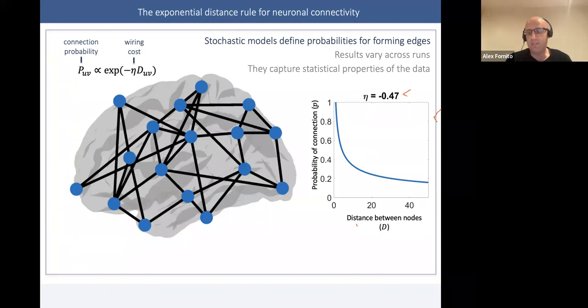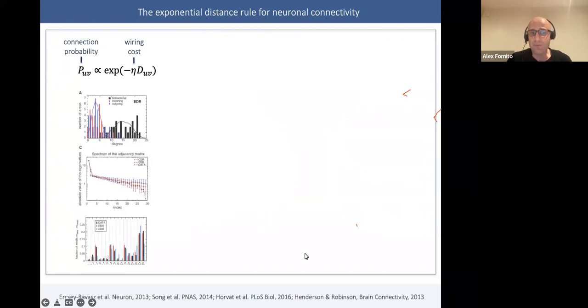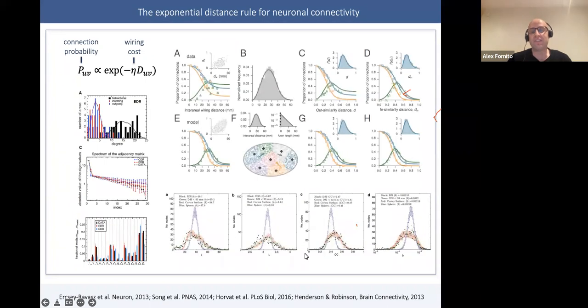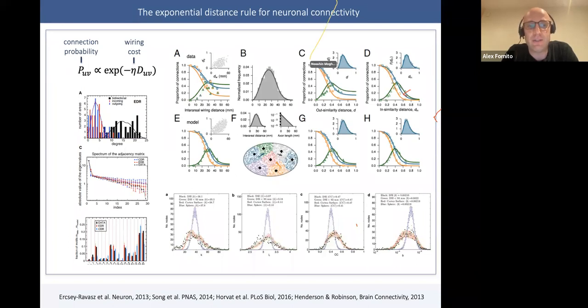At this stage, though, I just want to emphasize that this is a really simple model. Again, we're forming connections at random, kind of like the Erdos-Renyi model, subject to the constraint that there's this distance dependence. So long-range connections are exponentially less likely to form. And just using this simple model, there's been a range of different studies in macaque, human, and mouse that have shown that this model is sufficient to account for lots of different brain network properties. So various types of degree distribution, spectral properties of the networks, motif spectra, distributions of clustering and betweenness, and so on.